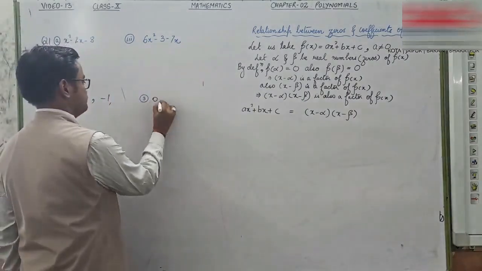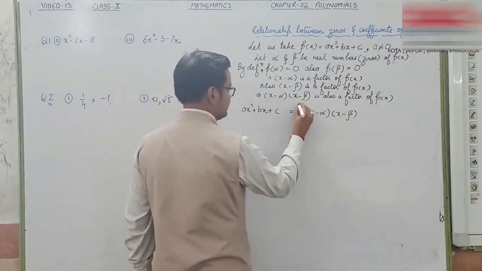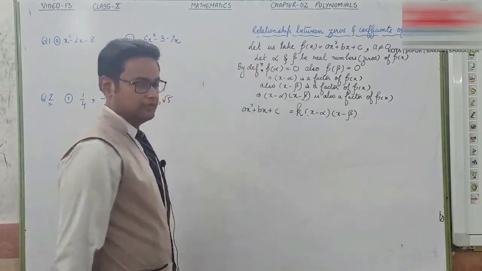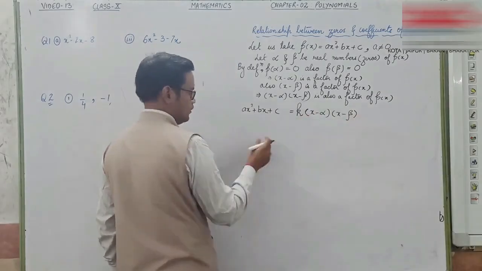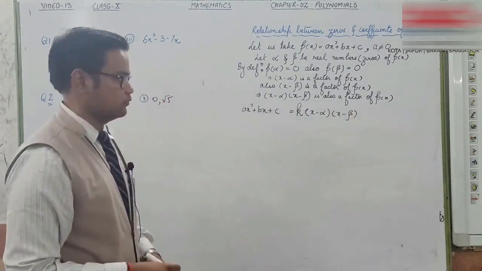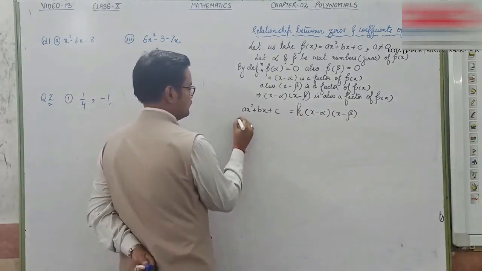So we have to have certain room for that constant. Let that constant be k. It could be a possibility that some common factor could be taken out and then it could be attached to the product of these two factors.